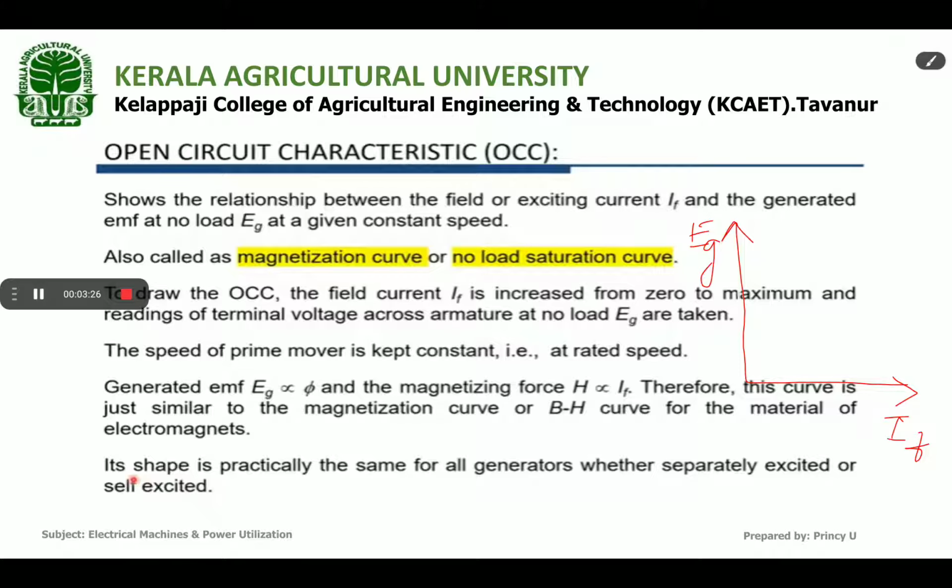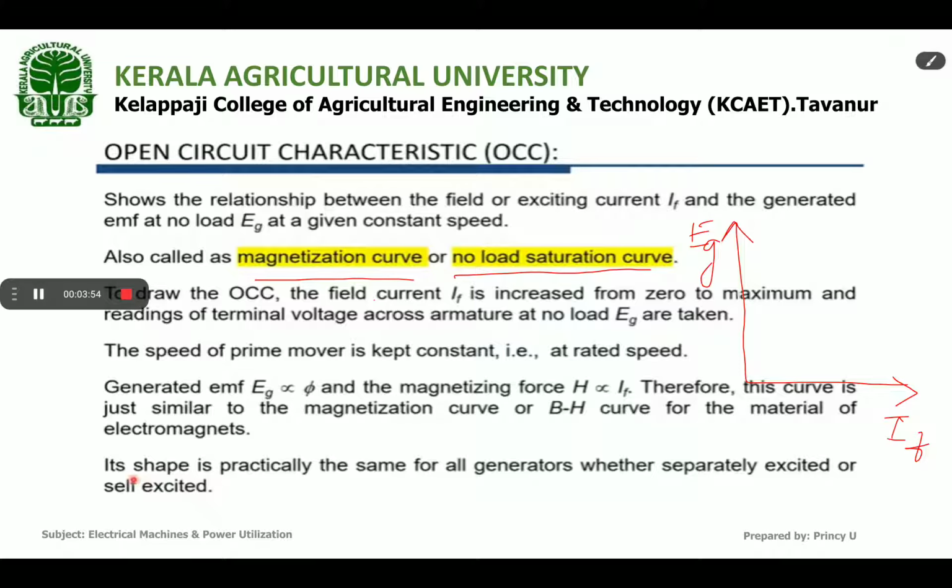We know that in a generator we give a mechanical input, mechanical rotation, by using a prime mover. So the prime mover speed should be constant. This curve is also known as the magnetization curve or no load saturation curve. No load saturation curve means there is no load on the generator.